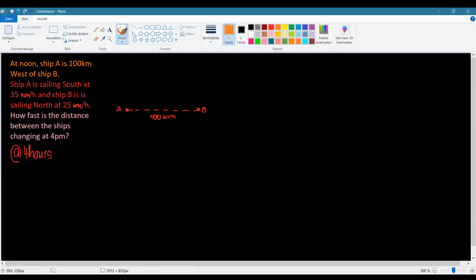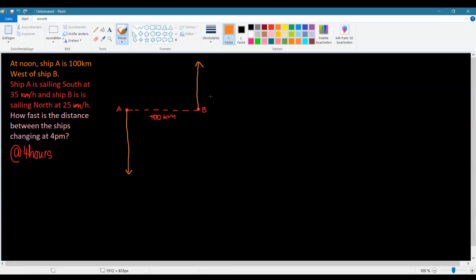Now, what else do we know? We know that at noon, this is how they stand, and then from noon until 4 o'clock, they're moving in different directions. Ship A is sailing south at 35 kilometers per hour. We're having ship A move south like this. Well, that's the opposite direction of where B is moving, because B is moving up north at 25 kilometers per hour like this.